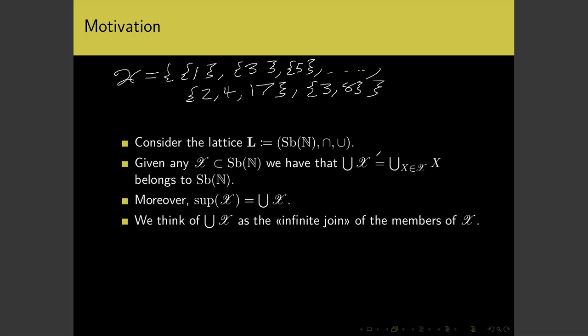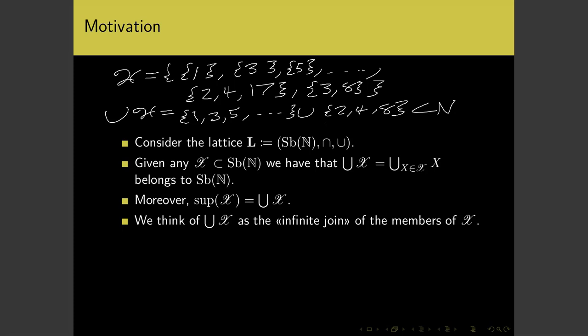So we can take the union of all of those and get another subset of the natural numbers. Explicitly, in this example, the union of this script X that I'm absolutely horrible at writing would just be the collection of all odd numbers, 1, 3, 5, and so on forever, along with all of the even numbers that we happen to add in from these other couple sets, which would have 2, 4, and 8, and that's it. And so this is still a subset of the natural numbers. And it turns out that that union is actually the least upper bound for all of that collection of subsets in this lattice L.